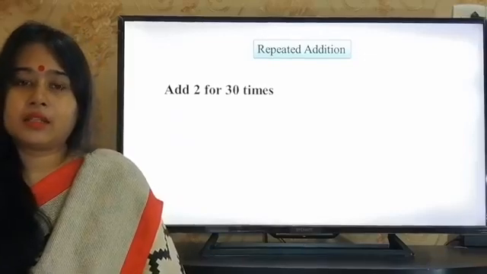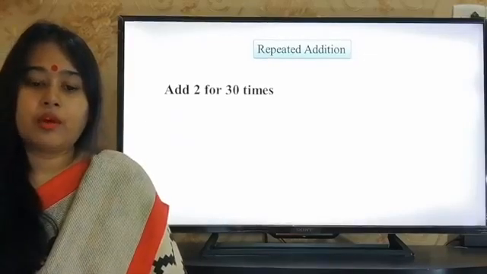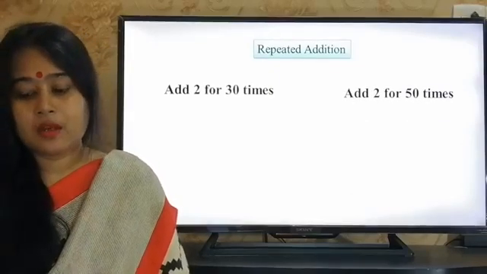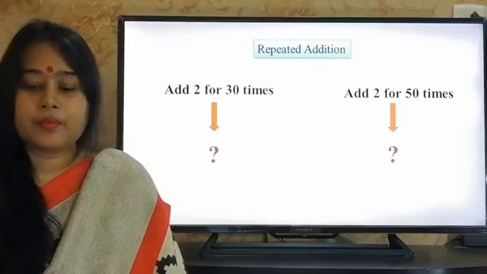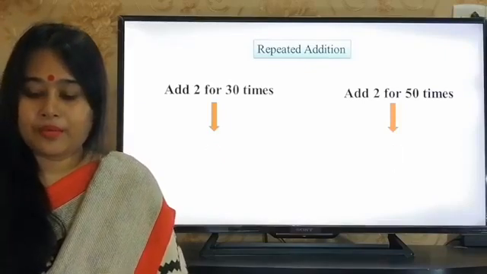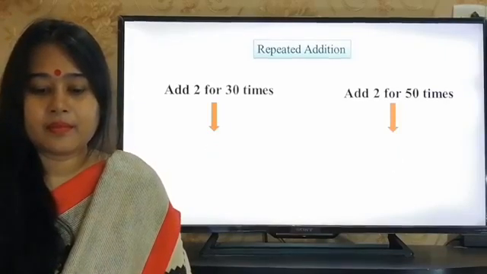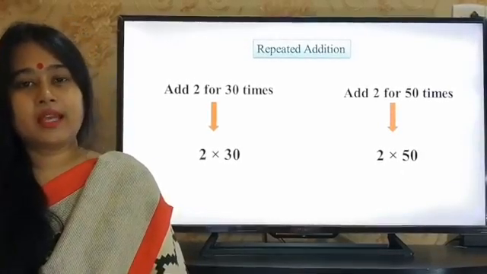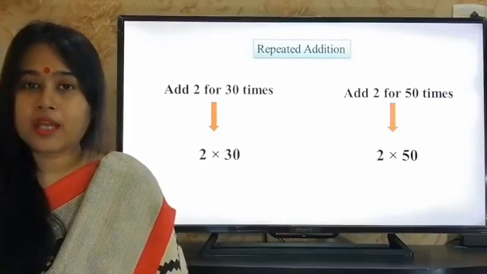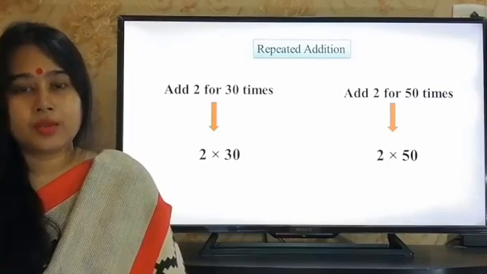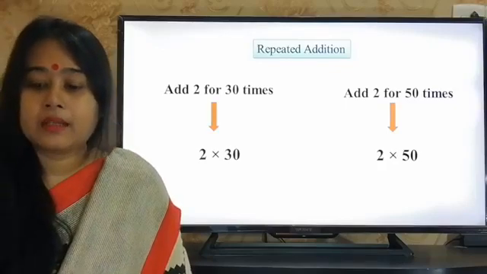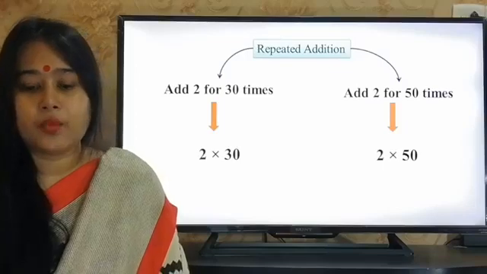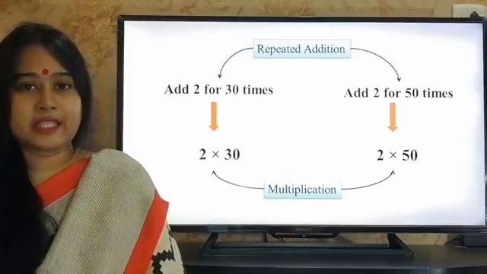If it is asked to add 2 for 30 times or add 2 for 50 times, so what are you going to do? You will write 2 into 30 for add 2 for 30 times, and you will write 2 into 50 for add 2 for 50 times. So for repeated addition, we are using multiplication, right?